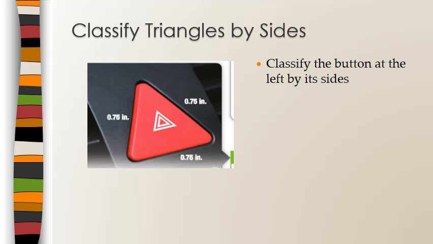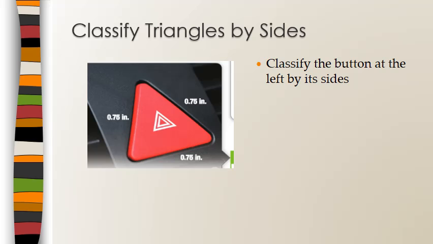Now, this is a hazard button that's in most cars to activate the hazard lights. So if you get in trouble on the highway, you can hit that button. All your lights are going to blink. People are going to know something's wrong. But let's see, what are we trying to do? We're trying to classify the button at the left by its sides.